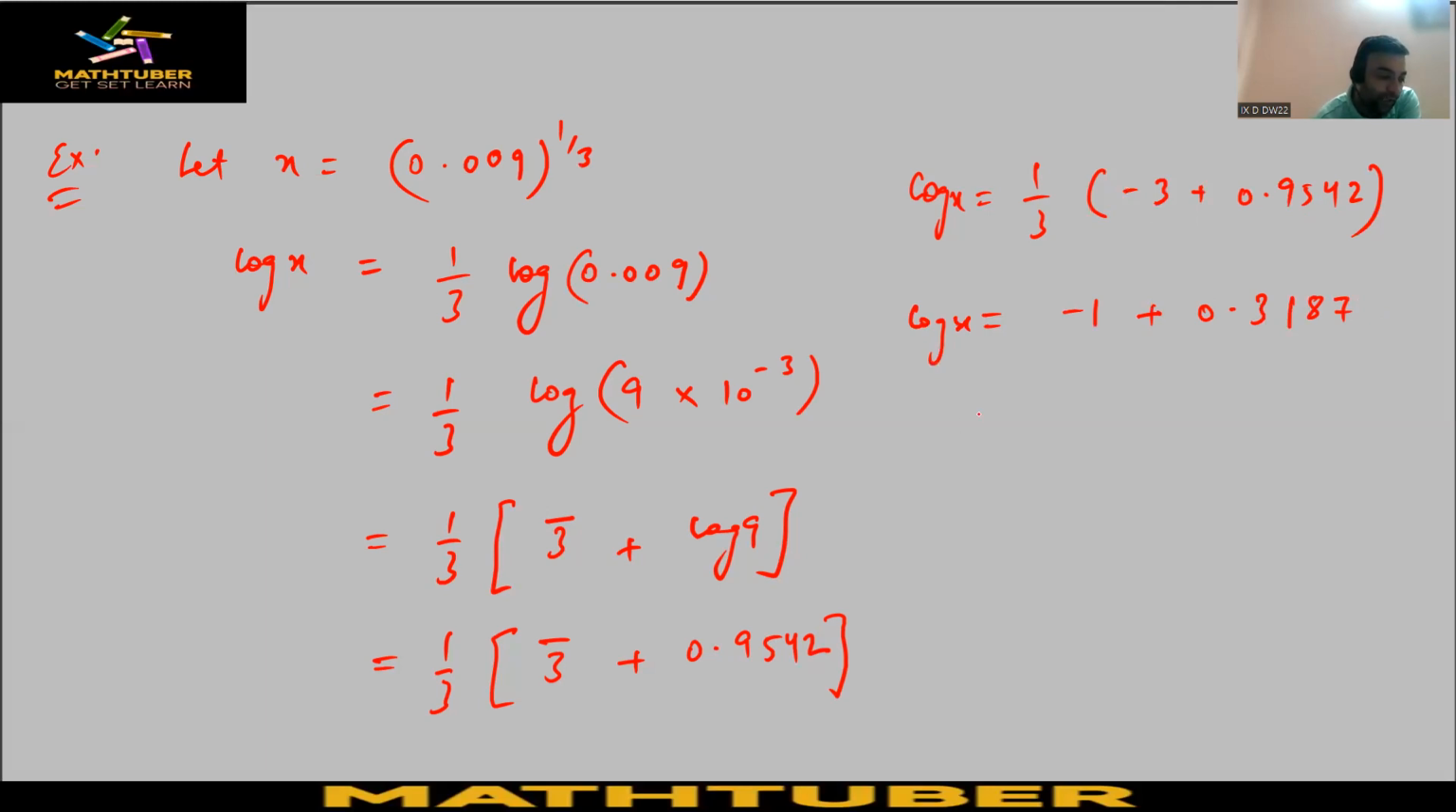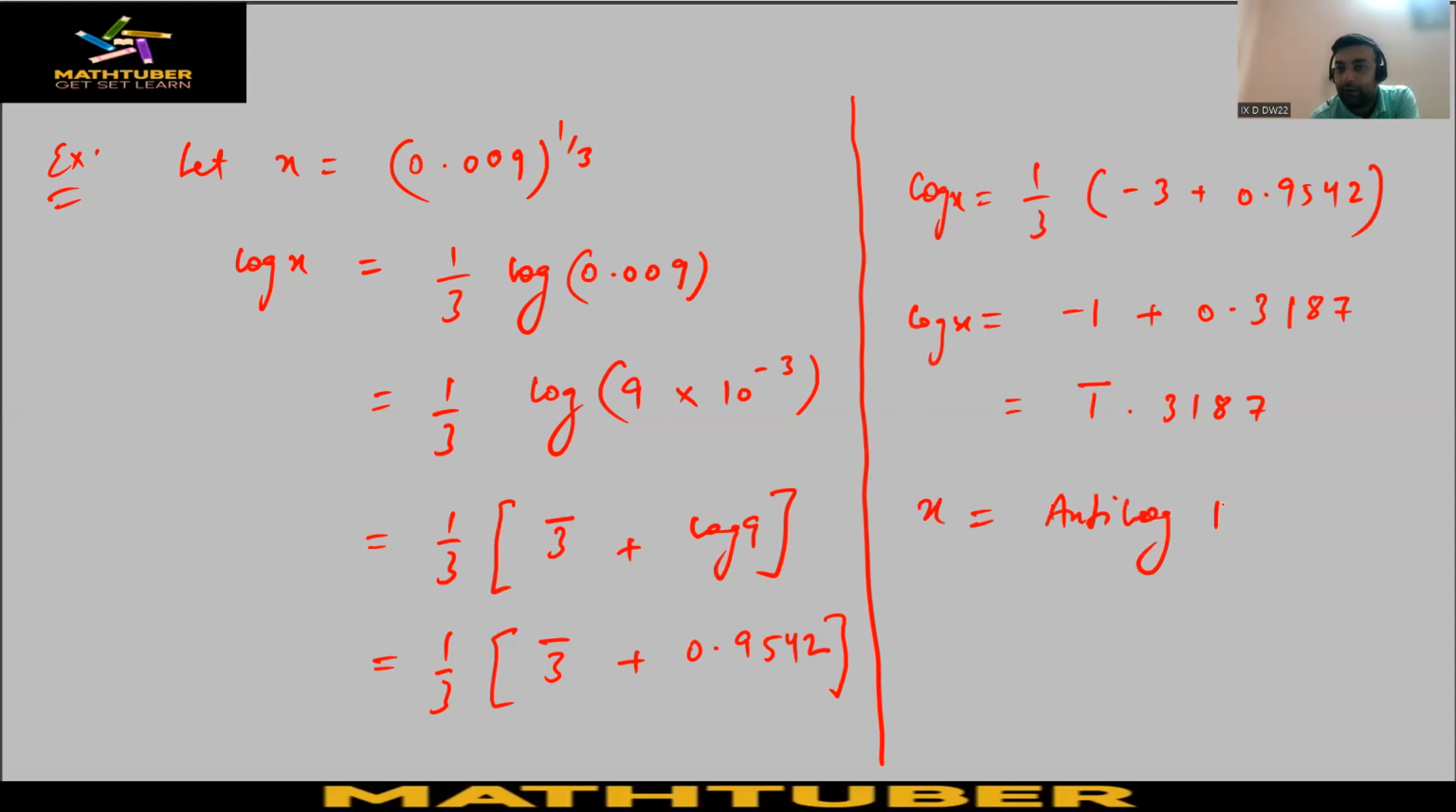Now if you want to find out the value of x here, you have to take the anti-log for that. So therefore x will be equal to the anti-log of 1 bar 0.3187, which means anti-log of 0.3187 into 10 raised to power minus 1. So try to find out the antilog of 0.3187 here.